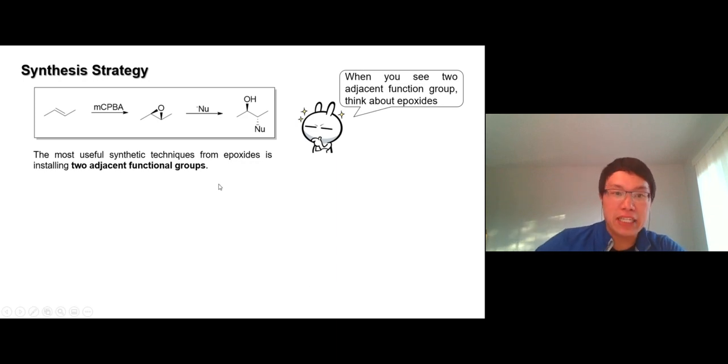All right, the synthesis strategy involves an epoxide. So the first step, we add this epoxide. And then if you look at a nucleophile, we go attack one of these carbons and open the ring. So you're going to end up with two functional groups next to each other. If you see two adjacent functional groups, think about epoxide.